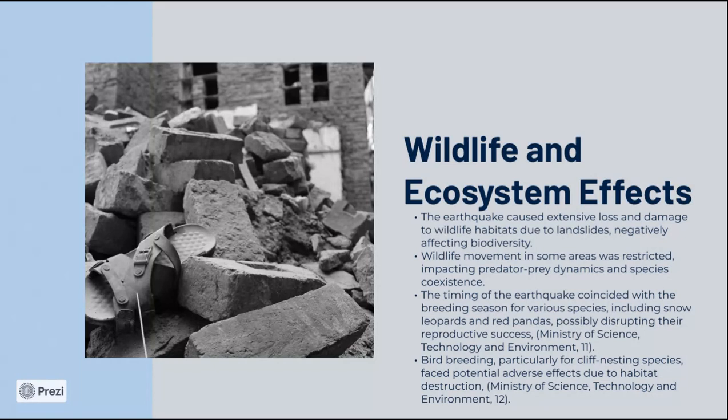Wildlife and ecosystem effects. Here are some effects on their habitat. There was loss and damage to wildlife habitat due to landslides, restricted wildlife movement in some areas. Potential impacts on breeding of endangered species as the earthquake occurred during the breeding season for animals like snow leopards, red pandas, and Himalayan musk deer.